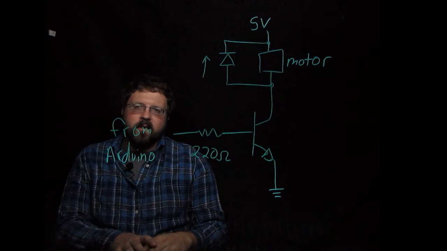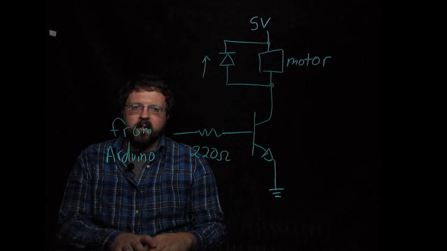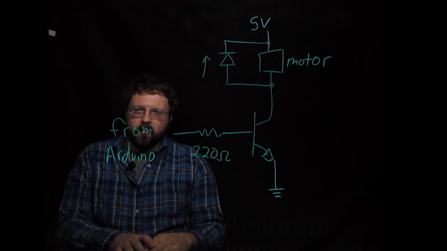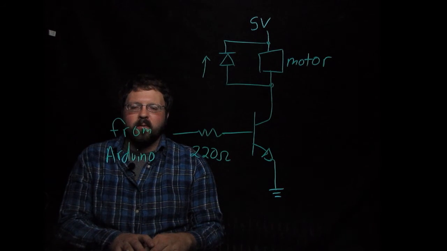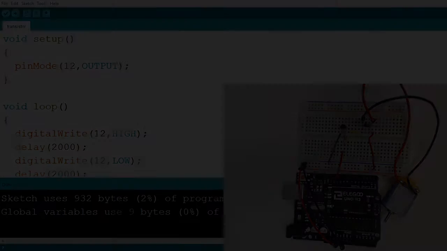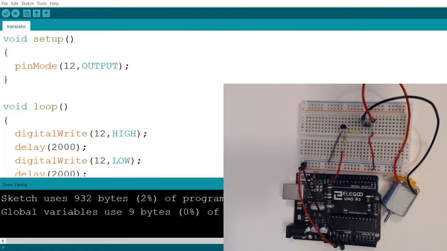So let me show you what this circuit looks like in the real world, and we'll try to power a real motor with a little fan blade on it. Okay, so here's what the circuit looks like in real life. So the whole goal of this circuit is to drive this motor. So let's take a look at what we've got.